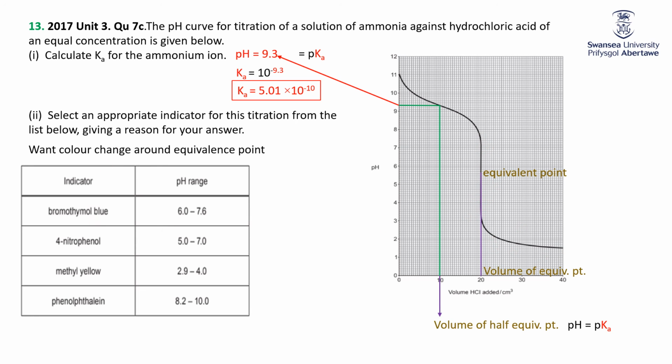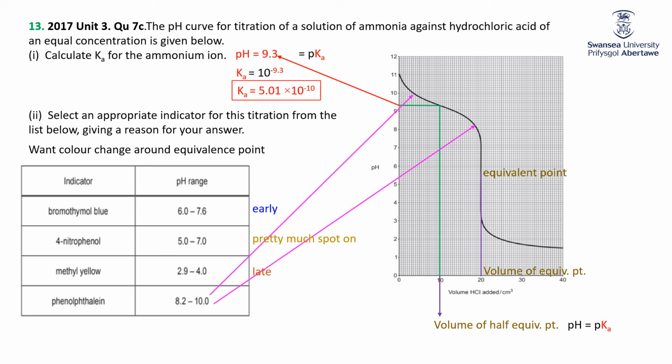If we look at what we've got there, bromothymol blue between 6 and 7.6. Okay, so it starts to change a smidge early. 4-nitrophenol between 5 and 7, so that's there. Well, look at that, that encompasses the equivalence point beautifully, so that looks pretty much spot on. Methyl yellow 2.9 to 4.0, well that's 2.9, that's 4.0. By the time it changes colour, the equivalence point is well past, so it's a bit late.